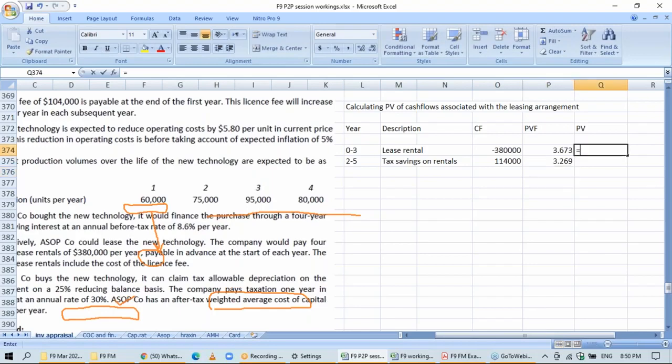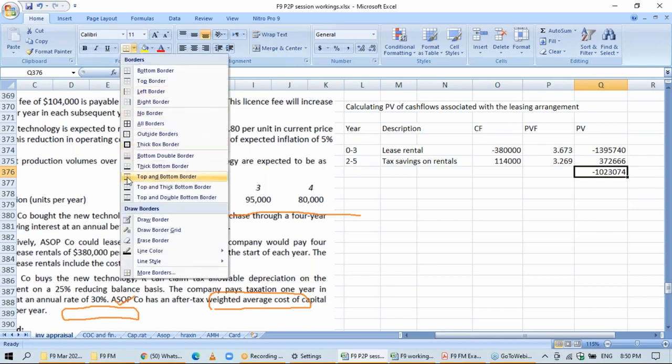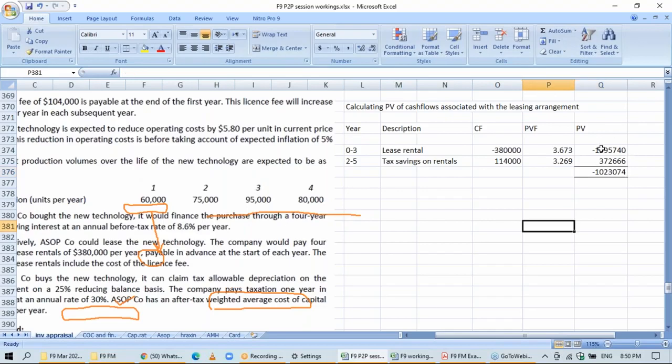Let me first calculate the present value. 380,000 multiplied by the present value fraction gives you 1,395,740, and the tax saving 114,000 into 3.269 gives you 372,666. So the sum of these two gives you 1,023,074. So this is the cash flow that would occur if you acquire this technology using a lease.